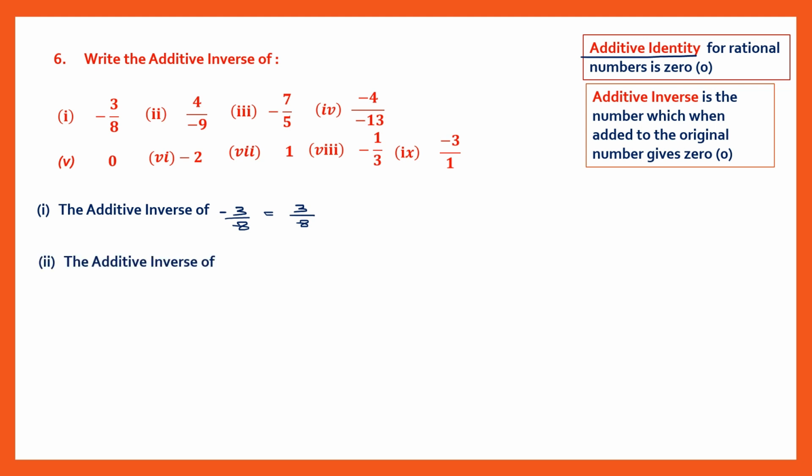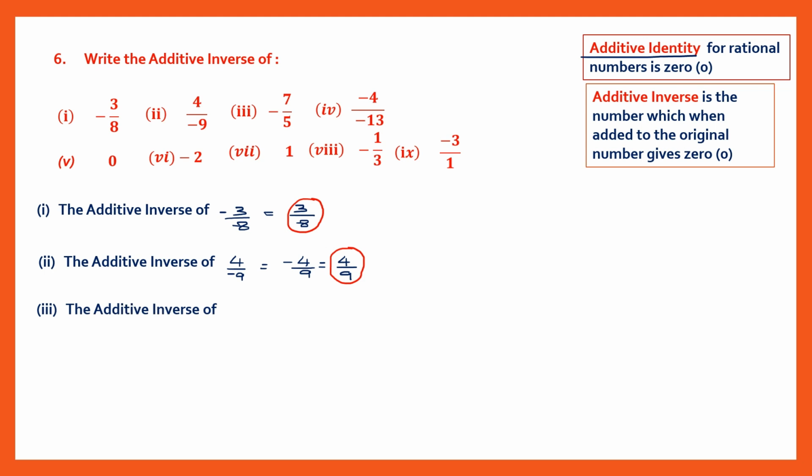Now the next one, the additive inverse of 4 by minus 9. Now you know the denominator is negative. So this becomes minus 4 by 9. This is a negative number. So the additive inverse will be positive 4 by 9. So let's circle the additive inverse. So here it is 3 by 8. Here it is 4 by 9.